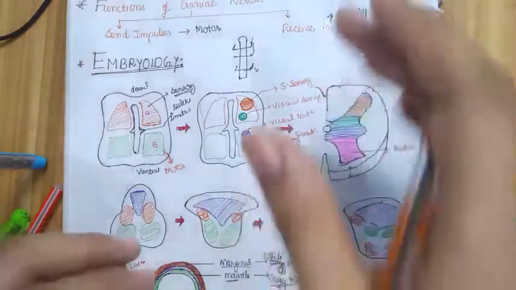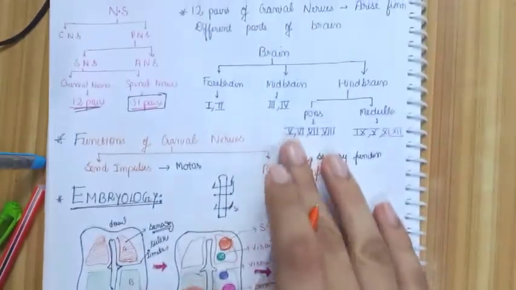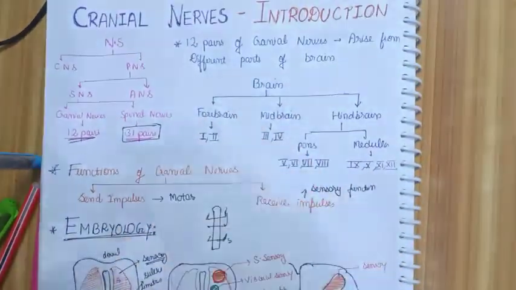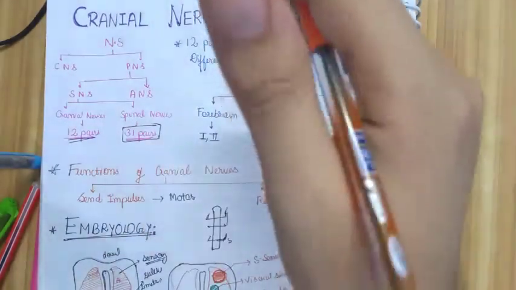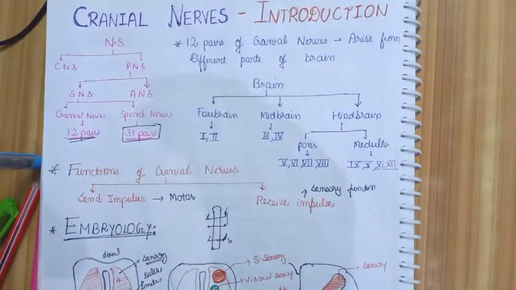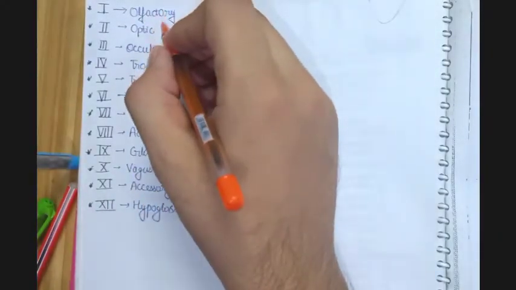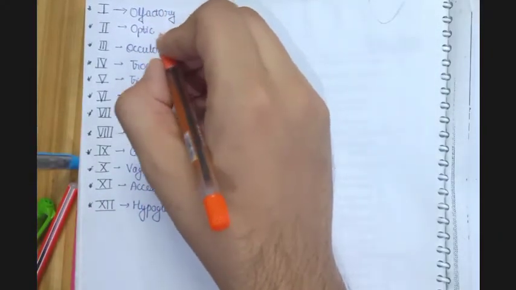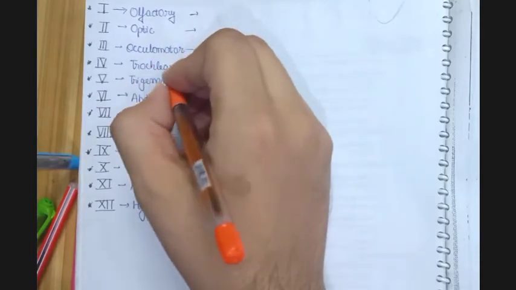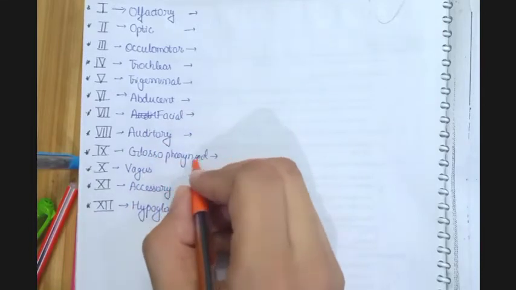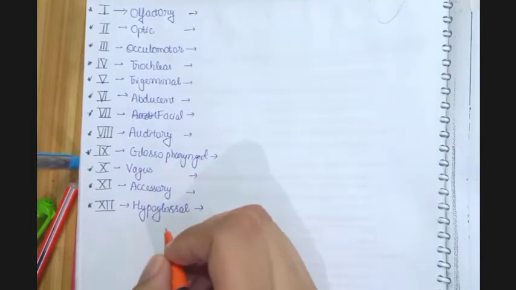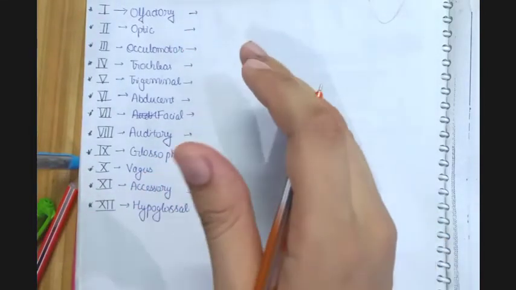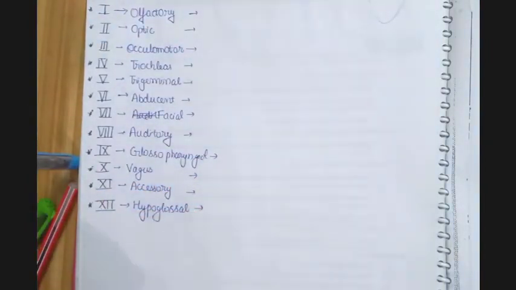Now let's see, till now we have not discussed the 12 pairs of cranial nerves and their names. So let's move on to all the cranial nerves that are present in the body and have a look at their names. We have 12 pairs of cranial nerves. The first one is called olfactory, then optic, oculomotor, trochlear, trigeminal, abducent, facial, auditory, glossopharyngeal, vagus, accessory and hypoglossal. There is a different trick to remember all these names. You can check it out on the net, or I will tell you in the next video.